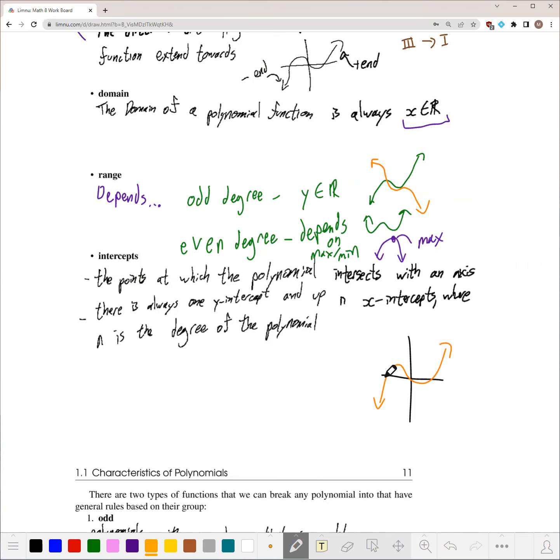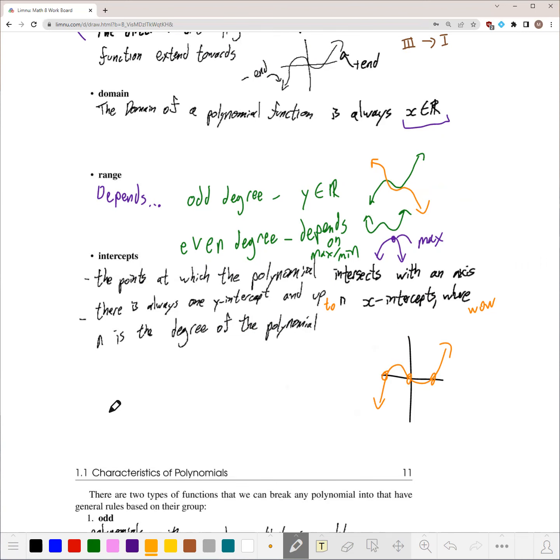And we have x-intercepts based on the degree of our polynomial, where our amount of x-intercepts is up to n, where n is the degree of the polynomial. And when I say up to, it's not always going to be equal to that, right? So this is a degree 3 polynomial, and there happens to be 1, 2, 3 intercepts, but it could be different. And we'll look at that in a minute here.